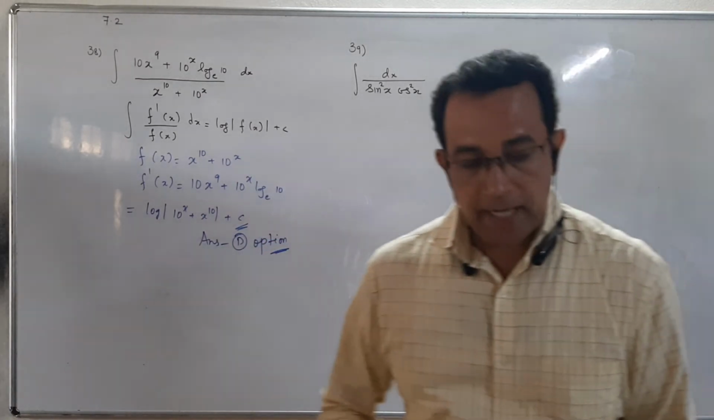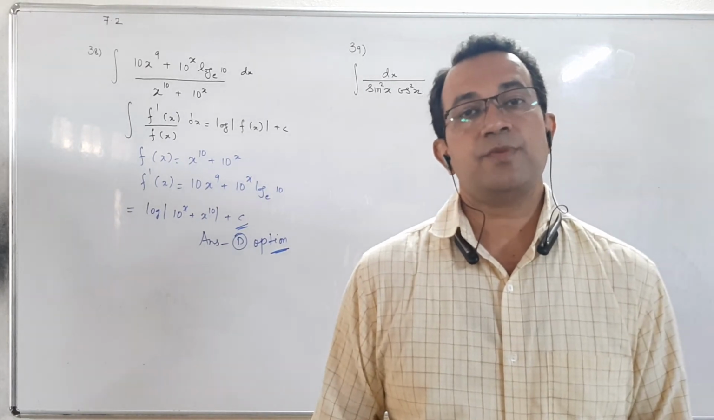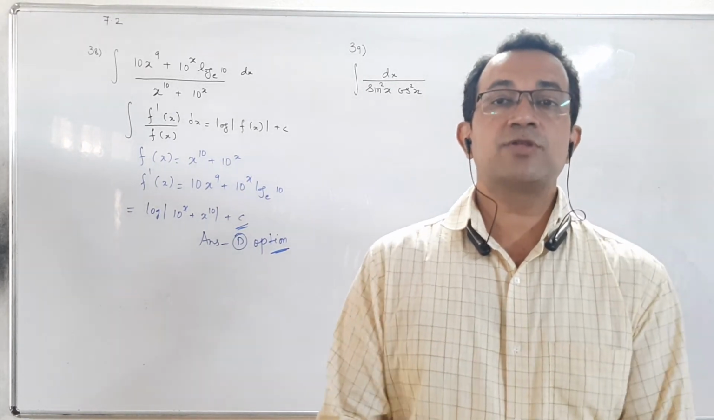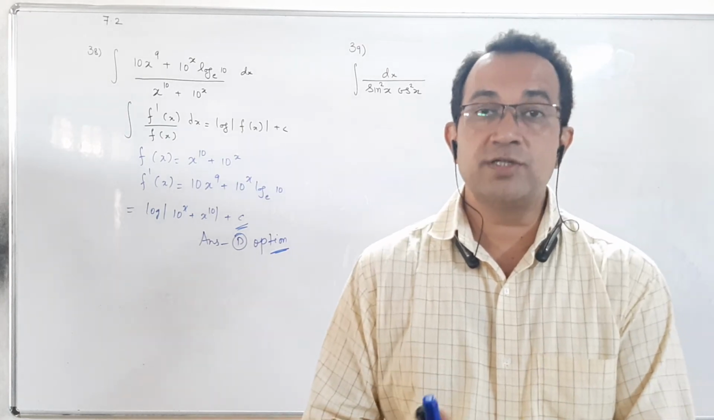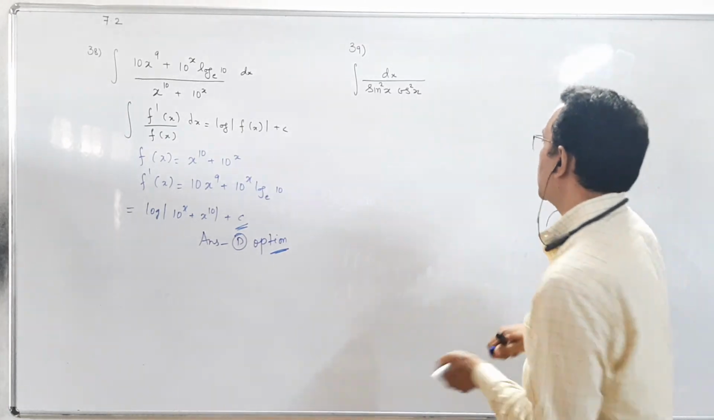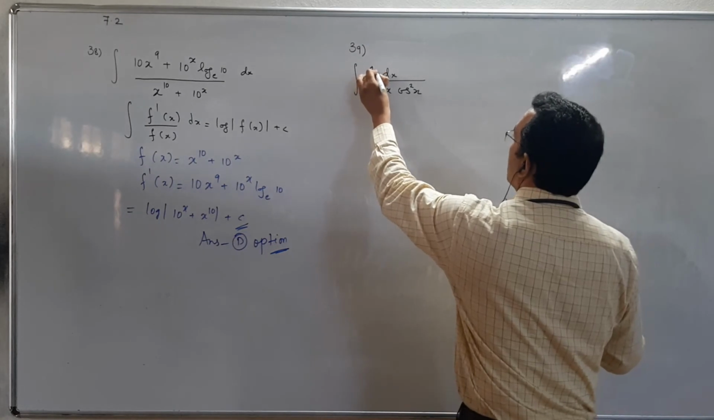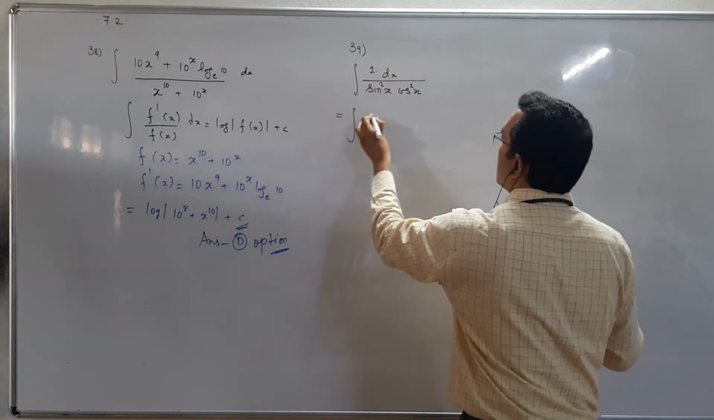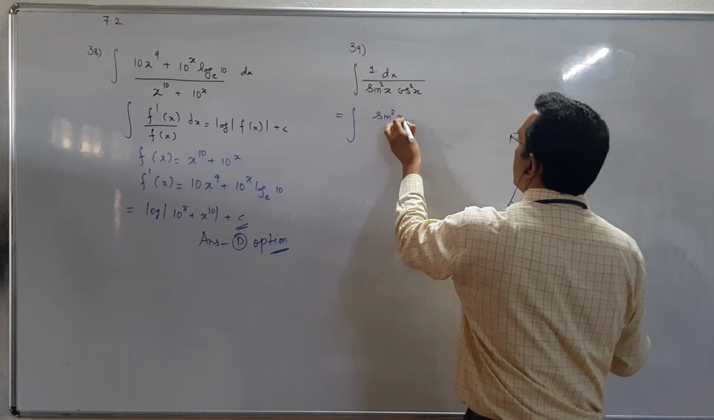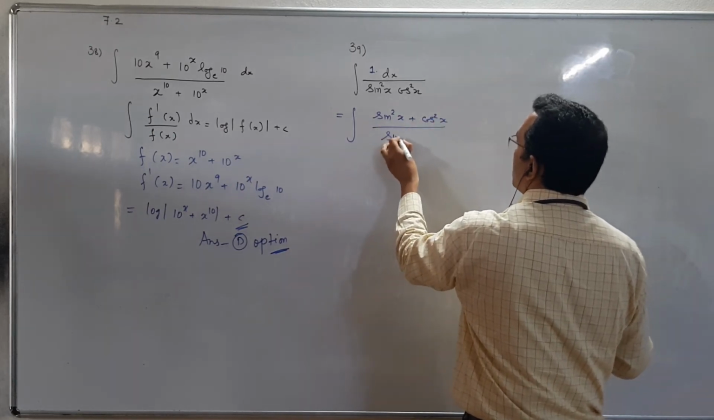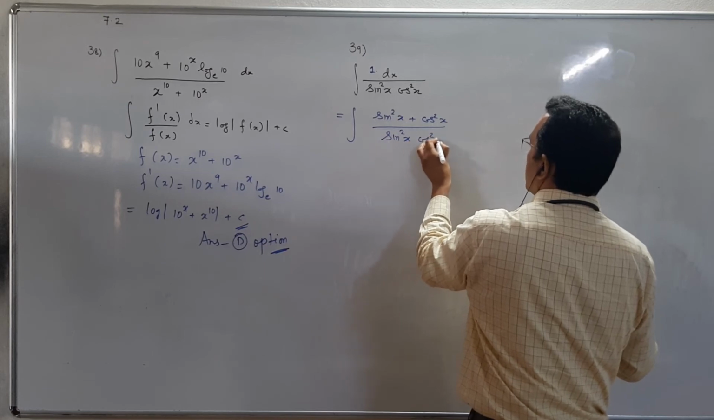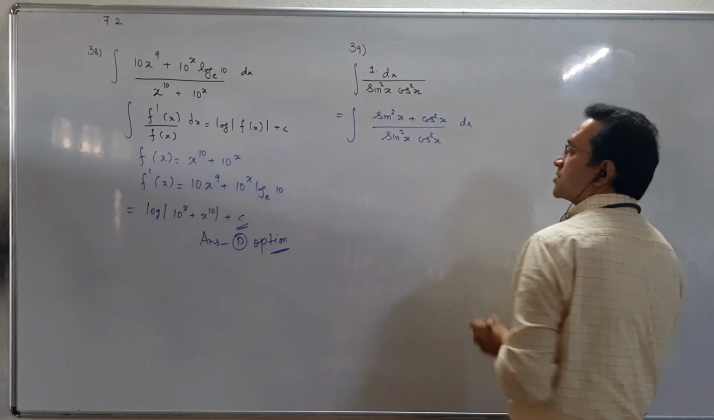Now, MCQ 39, students, is very interesting. How to do the sum? The key lies here. Take 1 in the numerator. Instead of 1, I can write sine square x plus cos square x upon sine square x into cos square x dx.